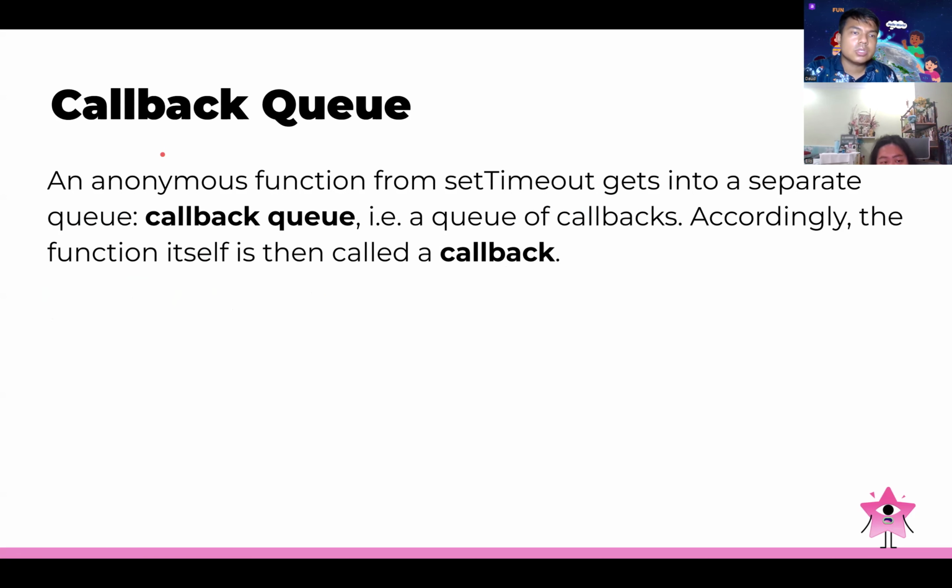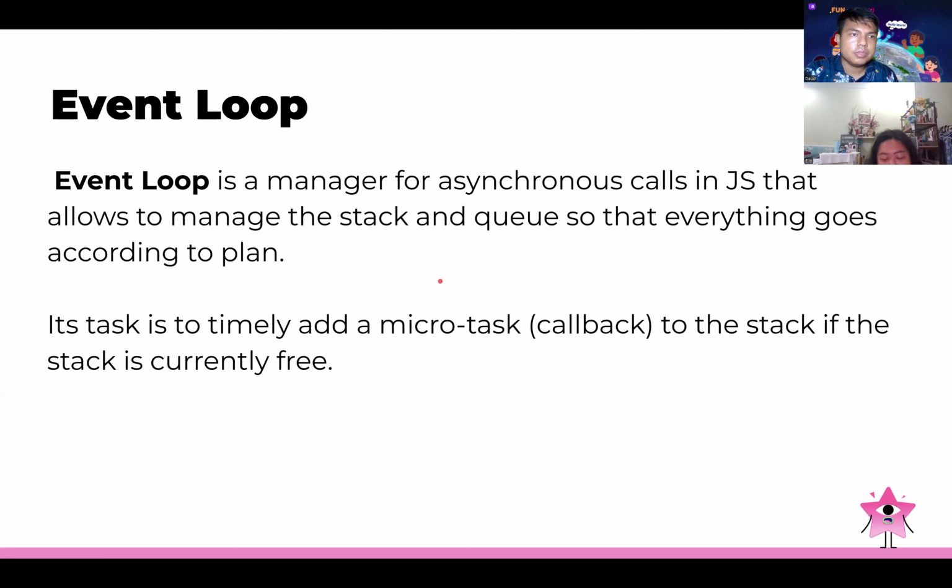So we are trying to use a callback queue. Yeah, anonymous functions from setTimeout get into a separate queue, the callback queue. Yeah, so it's called a callback, and you will try to use the event loop, which is a manager for asynchronous calls in JS that allows managing the stack and queue so that everything goes according to plan.